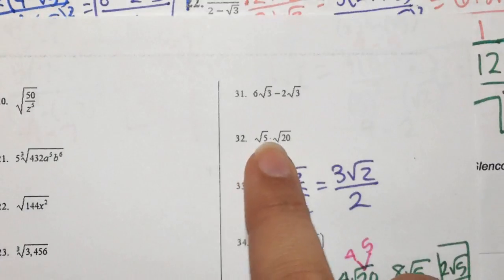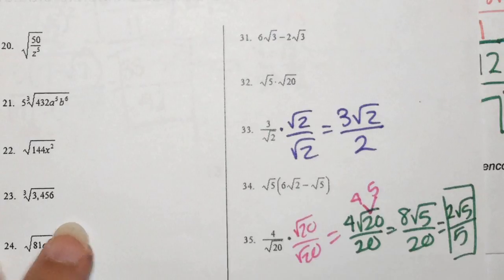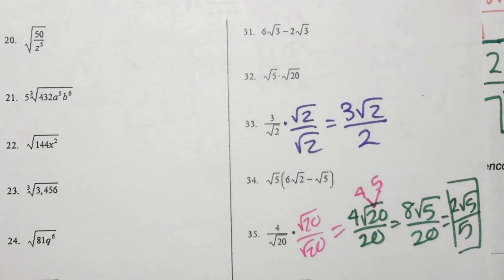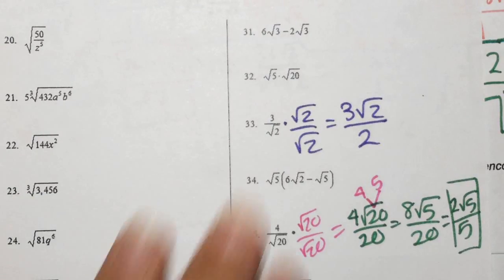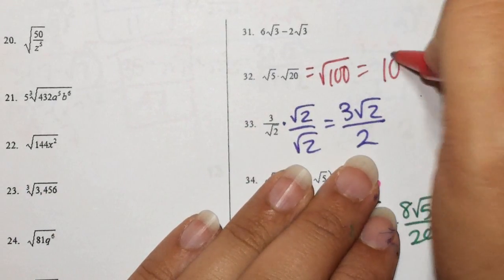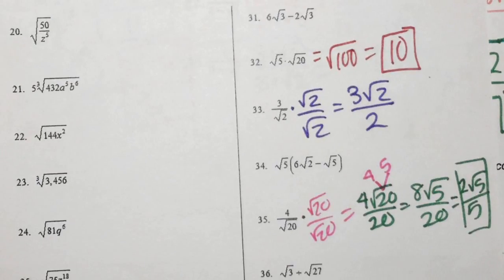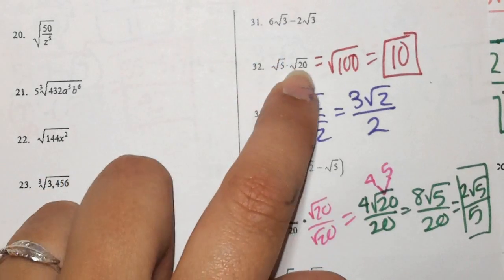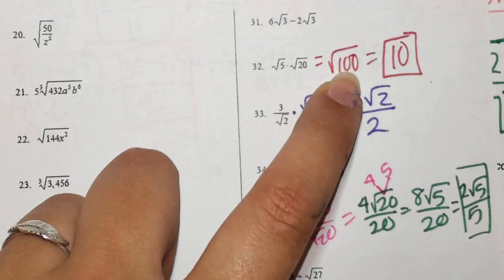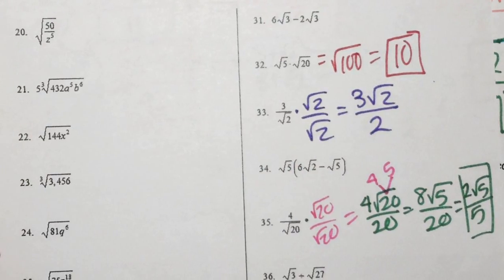32. What would we do with 5 and 20? All right, what is the square root of 5 times the square root of 20? And what's the square root of 100? 10. What's your answer? 10. Magic. Wow. Easy. Crazy. I multiplied 5 times 20 and I got 100. I took the square root of 100 and I got 10.